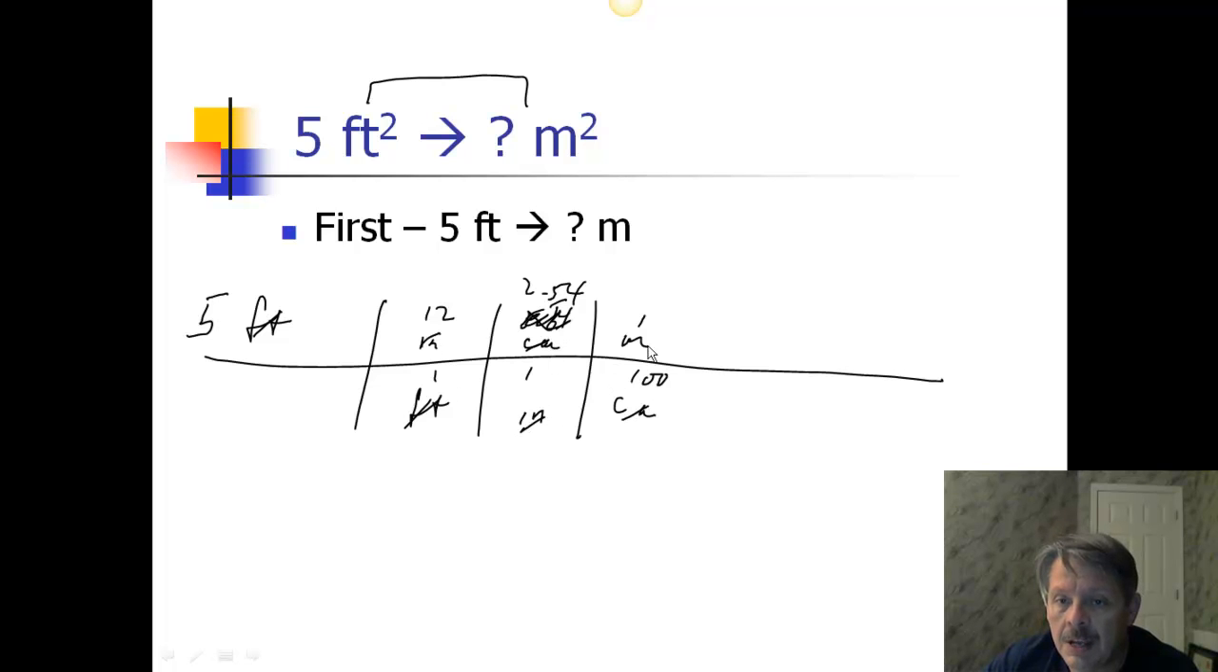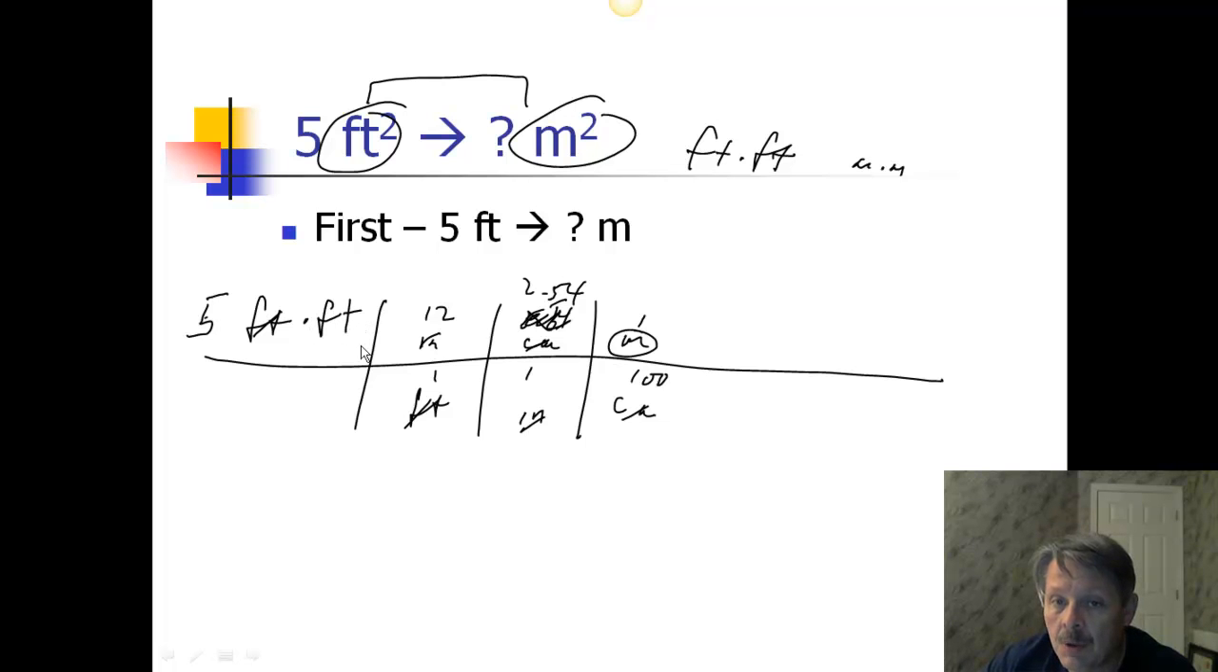And you say, yeah, so what? That wasn't so hard. Ah, but this is square feet. Well, what are square feet? Square feet are feet times feet. And what are square meters? Well, square meters are meters times meters. I only have feet on the left-hand side, so this really has to be feet times feet, or feet squared. That means I've gotten rid of this foot over here, and I've converted it all the way to meters. But I haven't done anything about the other foot yet.